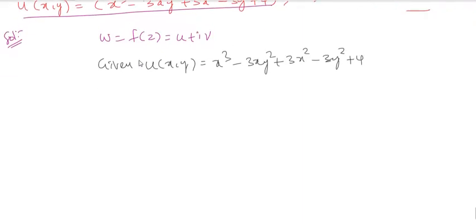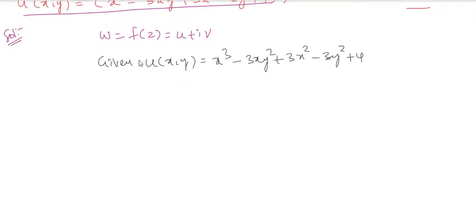Am I right or not? So what is your f dash z generally? f dash z is equal to ∂u/∂x plus i into ∂v/∂x.